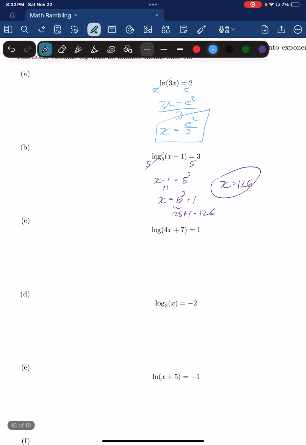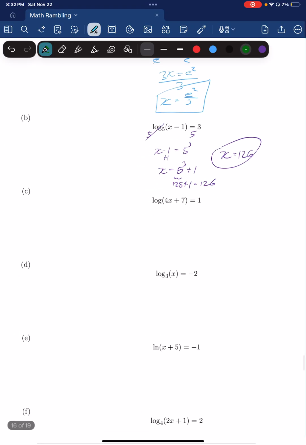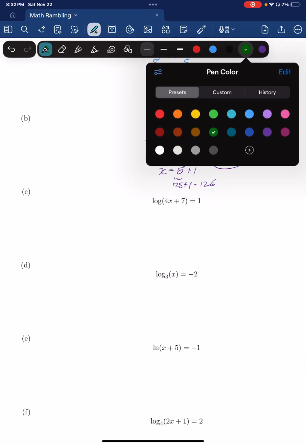Okay, let's use green. Oh, maybe we'll use.